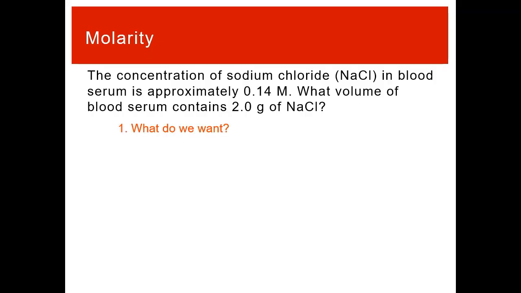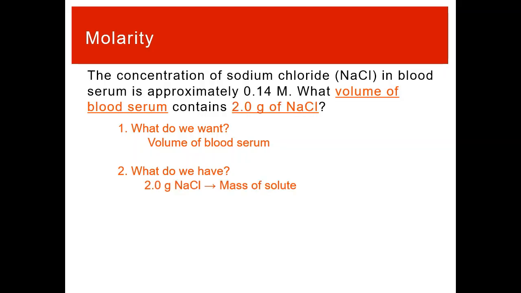So if we think about what we want here, it's the volume of blood serum. Blood serum is not a pure substance, so that's going to be a solution. So we're definitely looking at a solution, and this would be a volume of solution. What do we have? We've got a couple different pieces of information. First, we can see that it is 2 grams of NaCl. Again, you'll note that word contains, that's a sign that it's solute. So we have the mass of solute given to us.